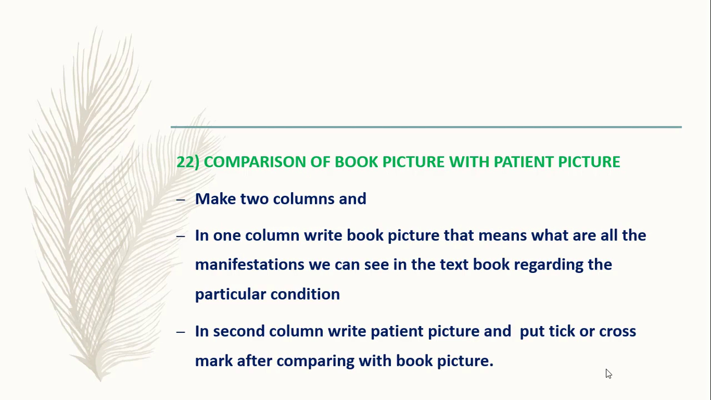The next column is patient picture. Patient picture means what are all the present chief complaints of the patient. That is patient picture. So, after checking these two things, you have to compare book picture with patient picture. In the first column, you have to write all the book picture, and in the second column, you can put a tick mark or a cross mark by comparing this book picture with the patient picture. So, make two columns. In one column, book picture, in the other column, patient picture, and you can compare both. That is the other section of the nursing case study.